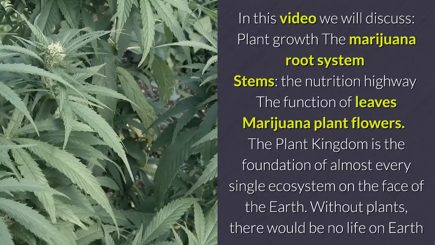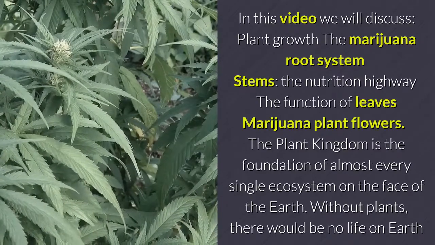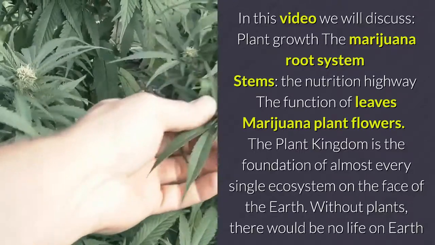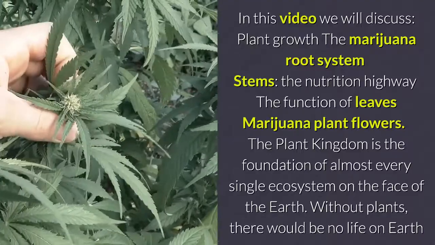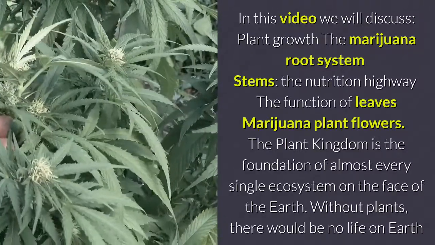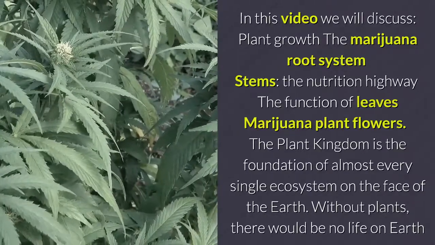In this video we will discuss plant growth, the marijuana root system, stems, the nutrition highway, the function of leaves, and marijuana plant flowers. The plant kingdom is the foundation of almost every single ecosystem on the face of the earth. Without plants, there would be no life on Earth.